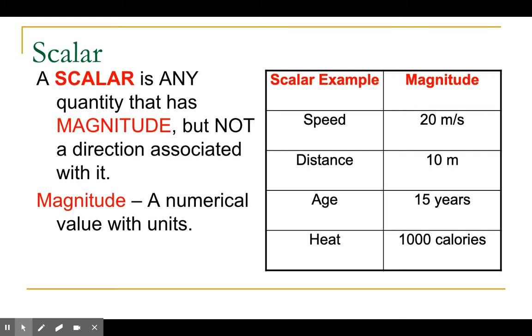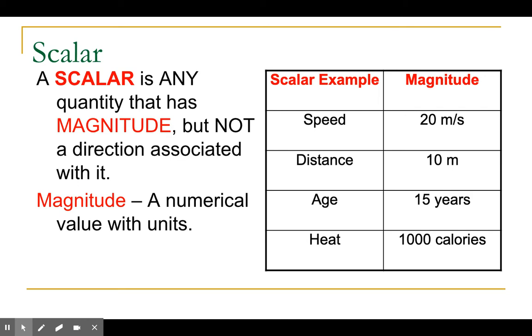Magnitude is just a numerical value, right? So magnitude means the number, the value. Speed, distance, age, and heat all do not depend upon direction. There are other examples of scalars that we will talk about this year. Can anyone think of one?